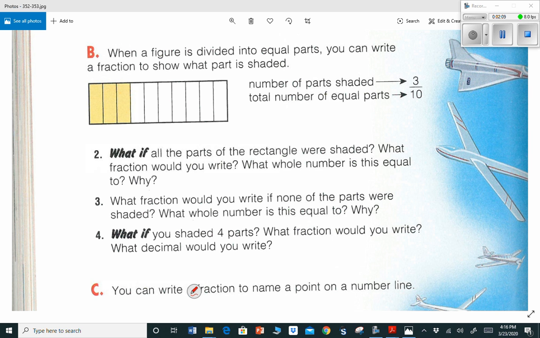For example, 3/10, the number of parts shaded, 1, 2, 3, that's where we get 3. And the total number of parts, notice that it's 10, it's not 7. It's 10 because there are 10 parts. 1, 2, 3, 4, 5, 6, 7, 8, 9, 10. So it's the part over the whole.